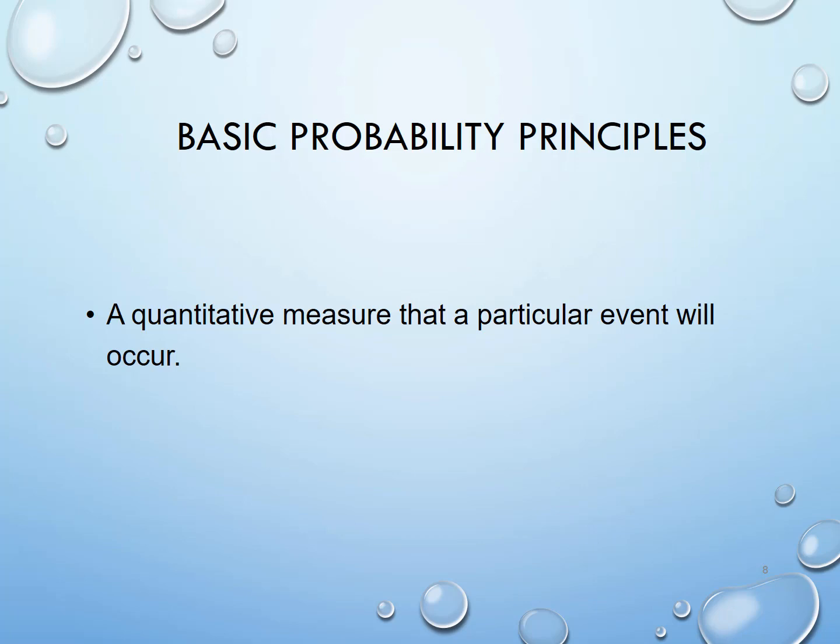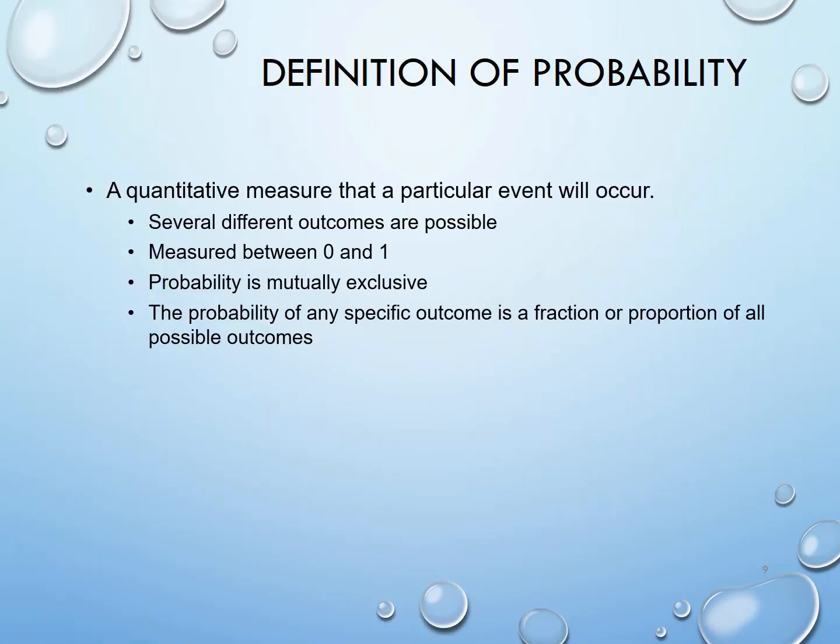Let's look at this in more detail on the next slide. Probability, we said, is a quantitative measure that a particular event will occur. Several different outcomes are possible. Probability is measured in terms of numbers between 0 and 1.